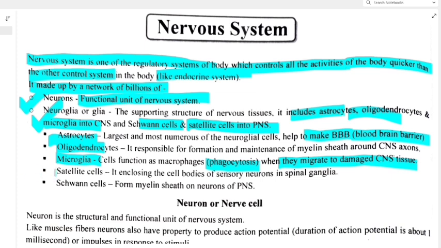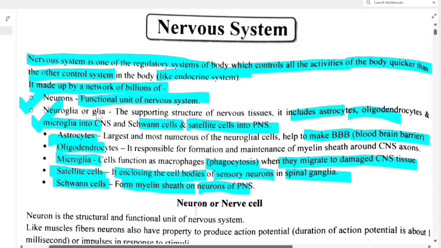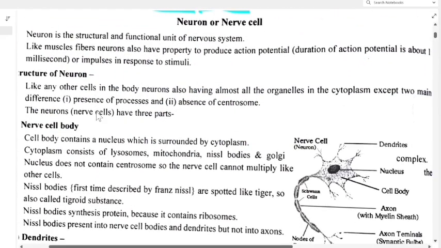Now come to satellite cells. They enclose the cell bodies of sensory neurons in spinal ganglia. Now Schwann cell, what is that? It forms the myelin sheath on neurons of the PNS. Fine. Oligodendrocytes help in forming the myelin sheath around CNS axons, and Schwann cells help to form the myelin sheath on neurons of the peripheral nervous system. Okay, so next, the neuron or nerve cell.